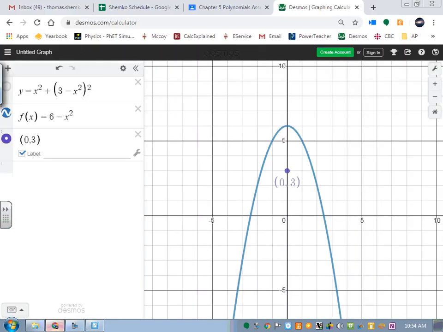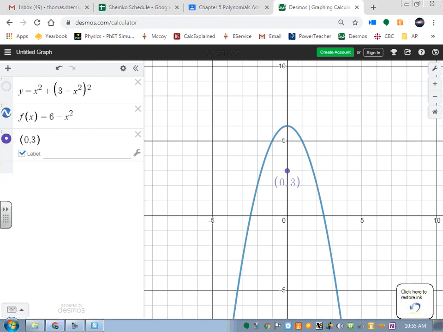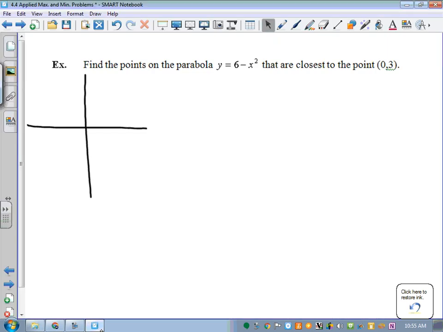That blue graph is 6 minus x squared, and then the point (0, 3) is right there. What we are trying to do is find the shortest distance from this point to the curve. And most students can kind of eyeball it as right here and right here. Those look like the shortest dotted lines I could draw. But we're going to do this in a really algebraic way because it eliminates guesswork. There'd be no way to do that accurately without the calculus.